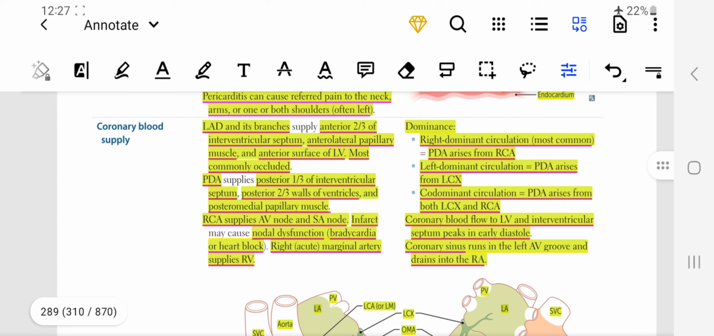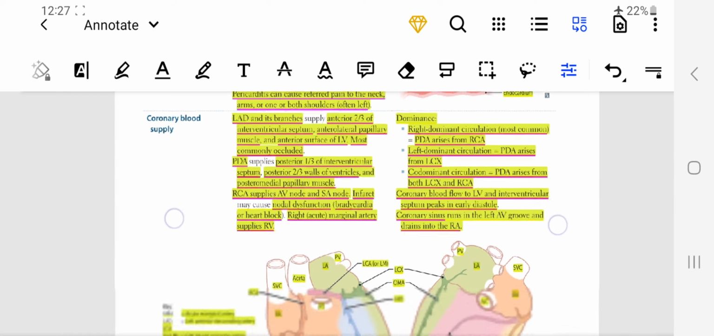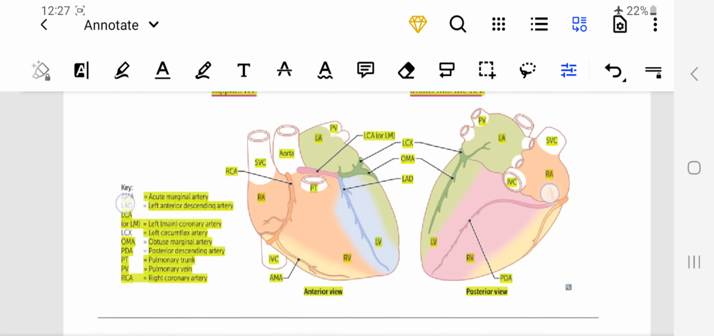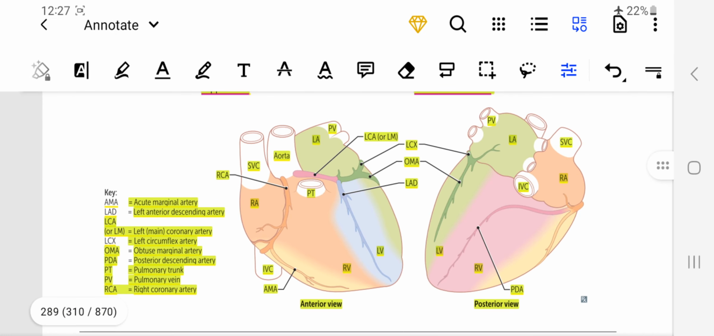PDA arises from RCA. In left dominant circulation, PDA arises from LCX, that is left circumflex. In codominant circulation, PDA arises from both left circumflex and right coronary artery. Coronary blood flow to the left ventricle and interventricular septum peaks in early diastole. Coronary sinus runs in the left AV groove but drains into the right atrium. Right? Okay. This is important.